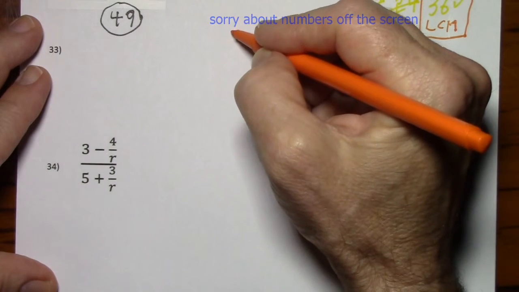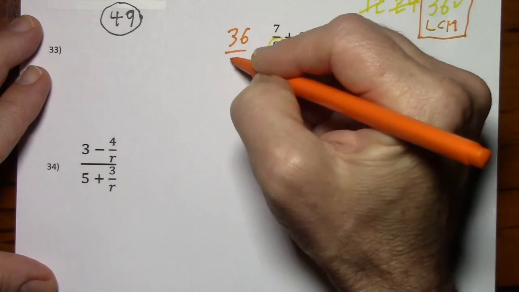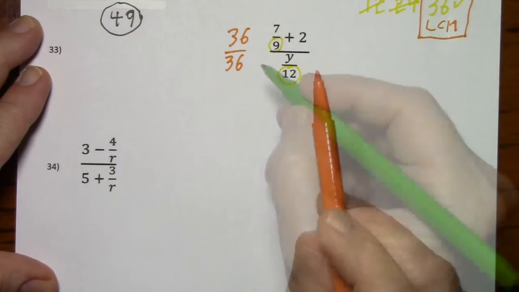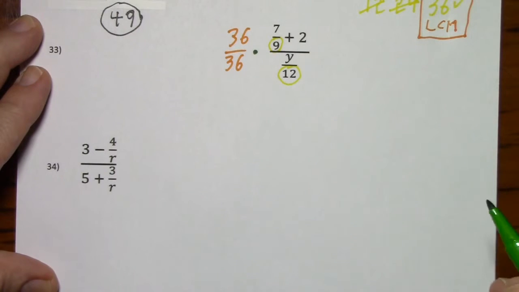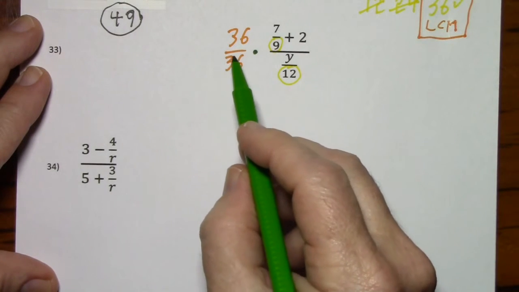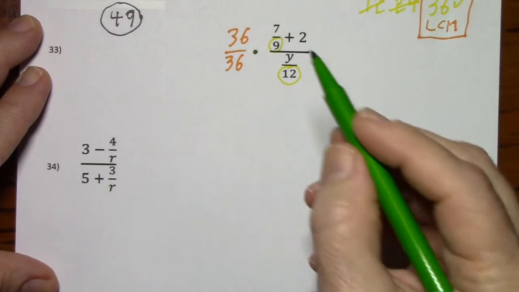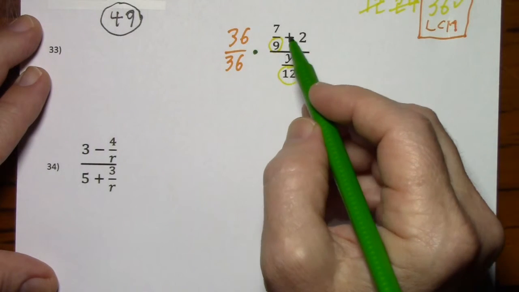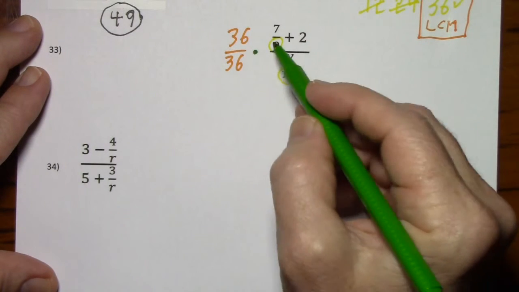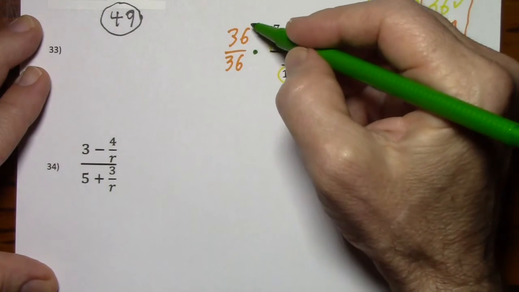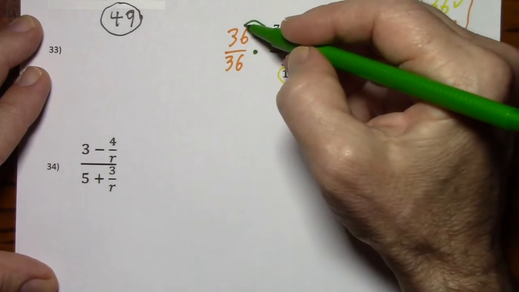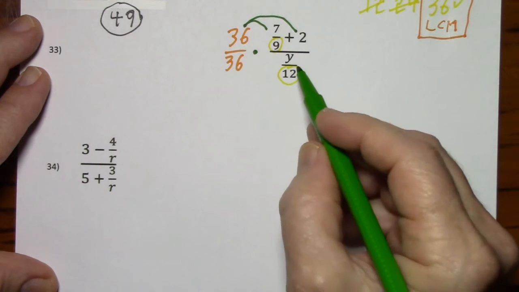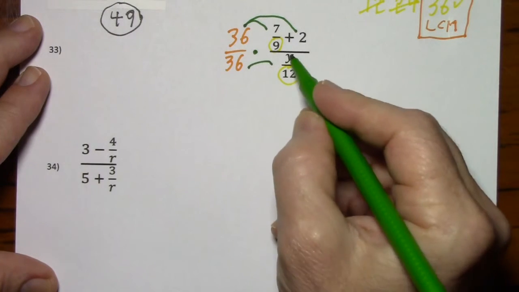We're going to multiply by 36 over 36. So again, we're multiplying by a strange looking 1. This is multiplication. And again, the fraction bar is a grouping symbol. So this 36 has to multiply the 7/9 as well as the 2. It gets distributed to each term. So it'll be 36 times 7/9 and 36 times 2. In the denominator, we only have one term, so it'll be 36 times y over 12.